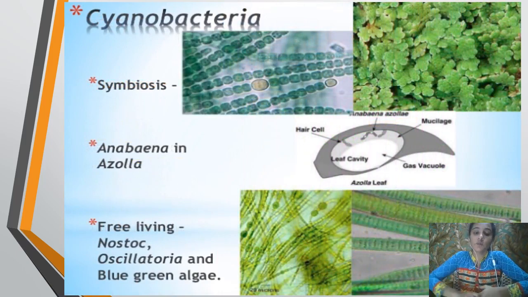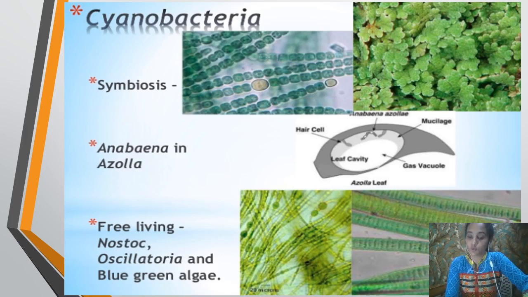Now, the next common one is cyanobacteria. What is the other name of cyanobacteria? Blue-green algae. So we know that the cyanobacteria help in photosynthesis also. Now, some pictures of cyanobacteria have been given here. This is also a symbiotic association. This is Nostoc, and this is Anabaena, Azolla, and the free-living ones like Nostoc, Oscillatoria, blue-green algae. All these are helping to increase the fertility of the soil by fixing nitrogen in the soil. So this is the use of the cyanobacteria. Cyanobacteria, other name is the blue-green algae.